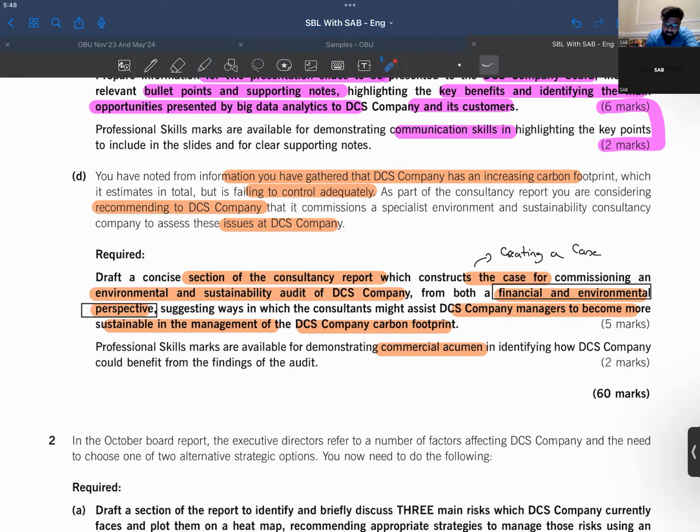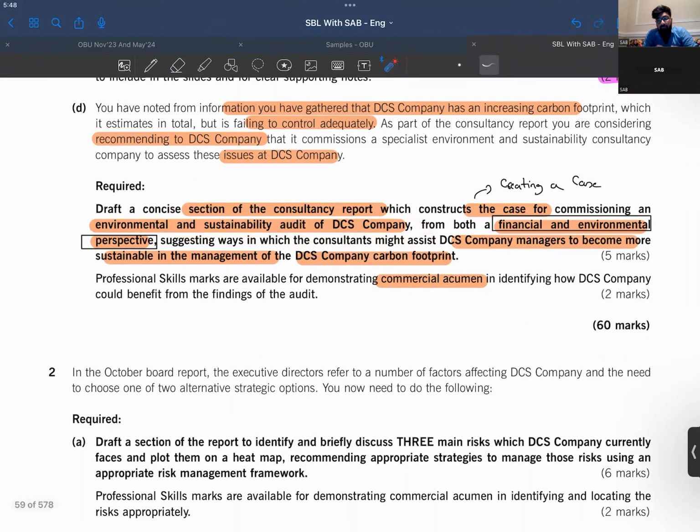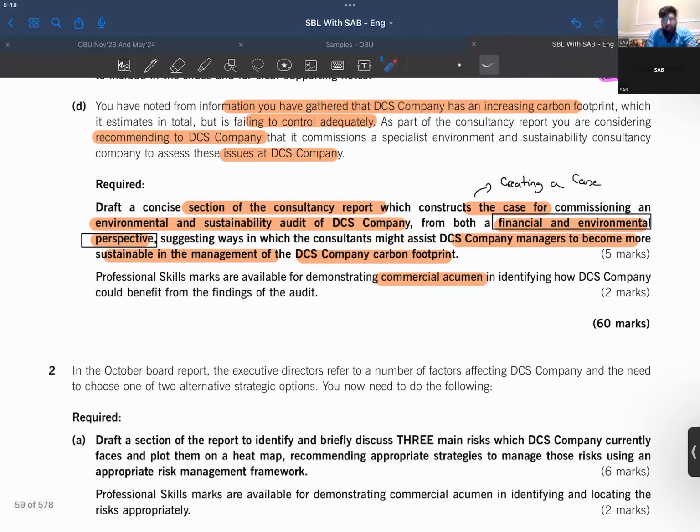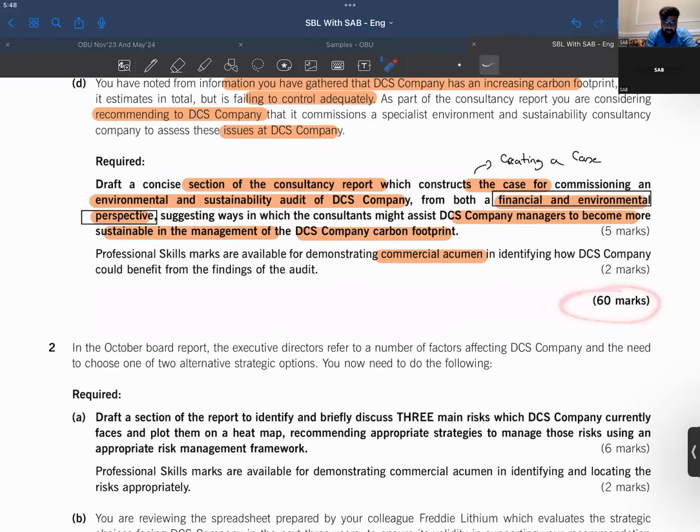So draft a concise section of a consultancy report which constructs the case for commissioning an environmental and sustainability audit of DCS company from both financial and environmental perspectives, suggesting ways in which consultants might assist DCS company managers to become more sustainable in the management of DCS carbon footprint, and commercial sense. You obviously have to give them ways which are commercially sound and which will reduce their carbon footprint too. And hence the first requirement, which carries 60 marks, has been covered, right?